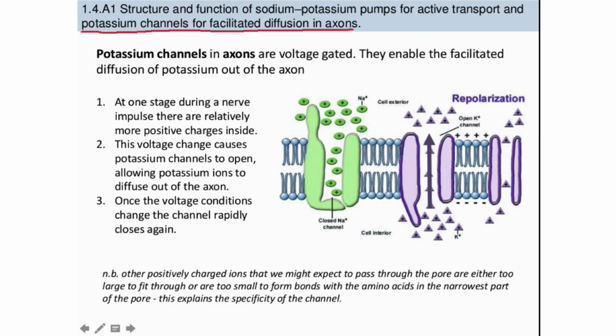Another example of facilitated diffusion is potassium channels, and potassium channels in axons are voltage gated. They enable the facilitated diffusion of potassium out of the axon. At one stage during a nerve impulse, there are relatively more positive charges inside and negative charges outside. This voltage change causes potassium channels to open, allowing potassium ions to diffuse out of the axon. Once the voltage conditions change, the channel closes again.